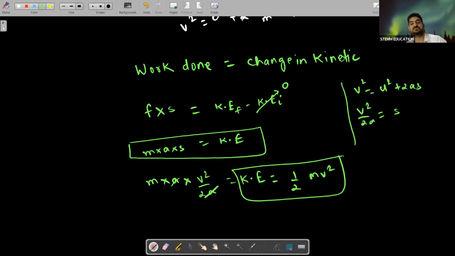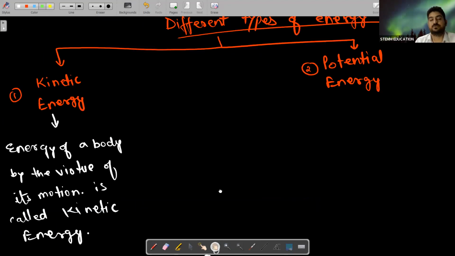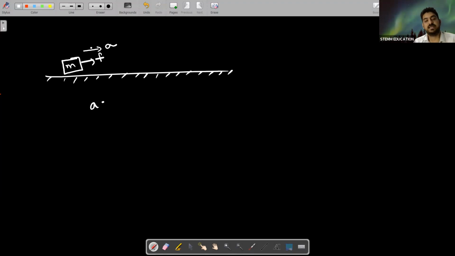This is what the kinetic energy is all about. So what we have understood till now is that if there's a body on the ground, with a mass m, and it is pushed by a force F, it is going to move with an acceleration a, and the value of acceleration a can be written as F over m, and it moves by a distance s.